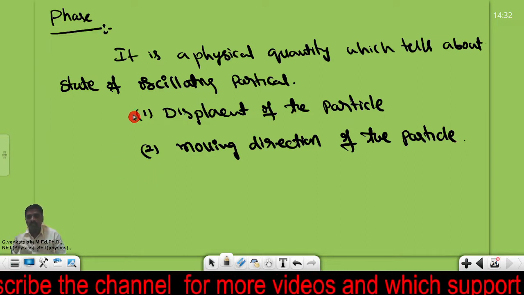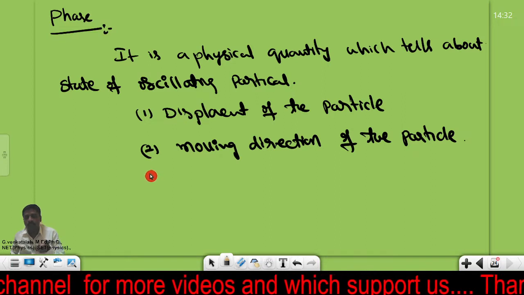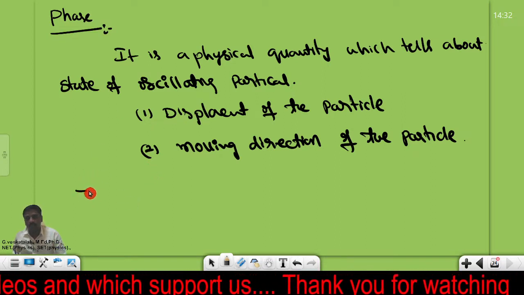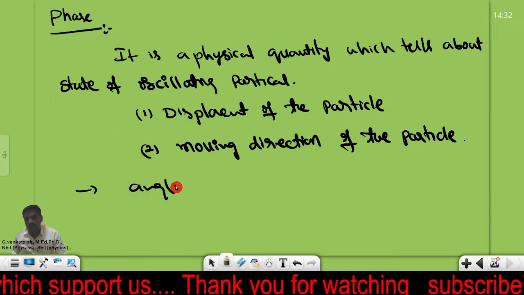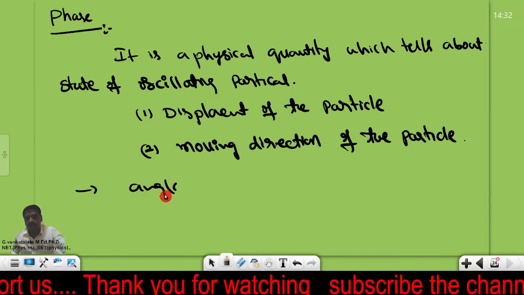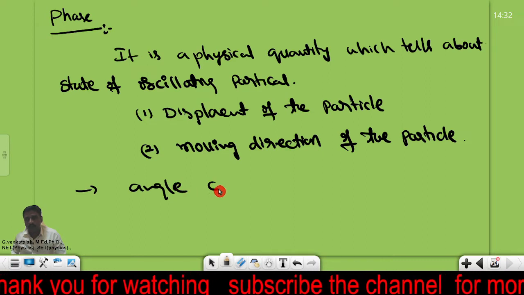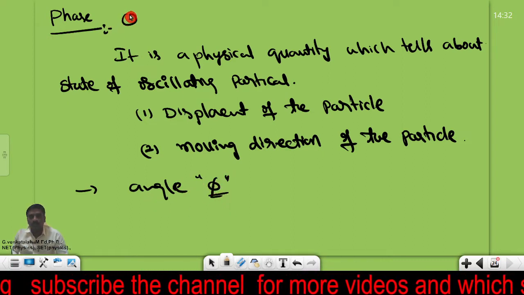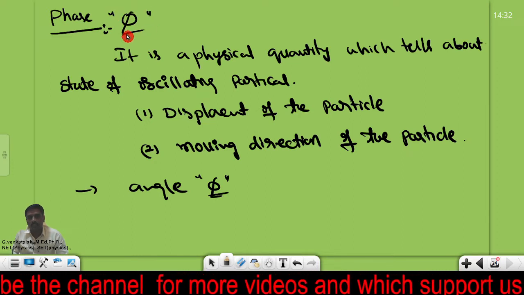Now, what is the symbol of the phase? Generally the phase is denoted with an angle. So the notation of the phase is denoted with pi.